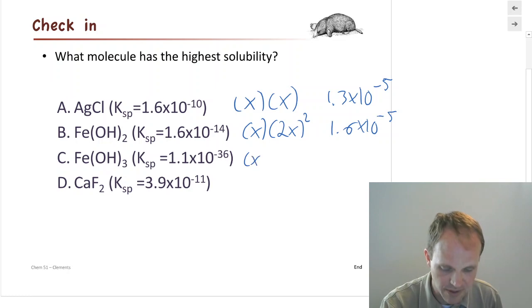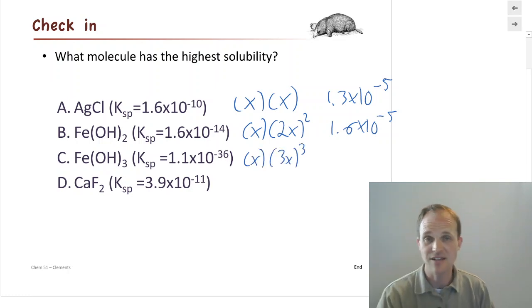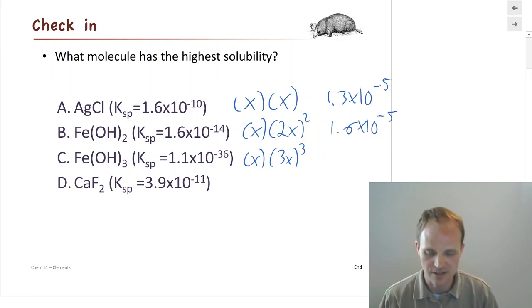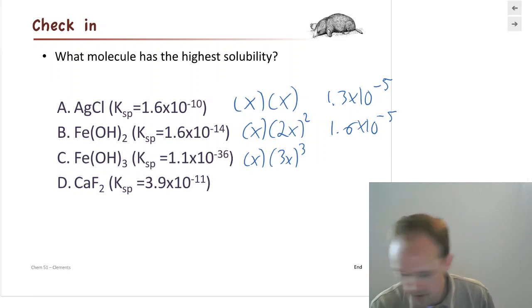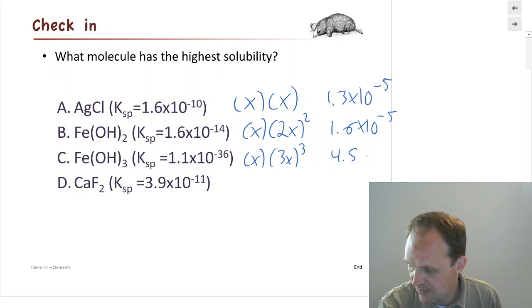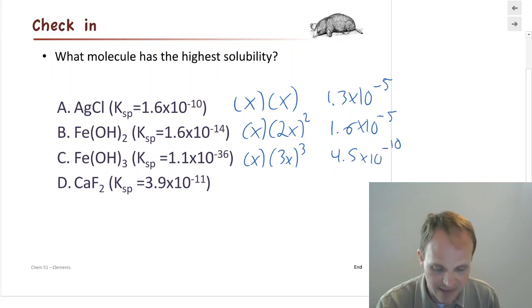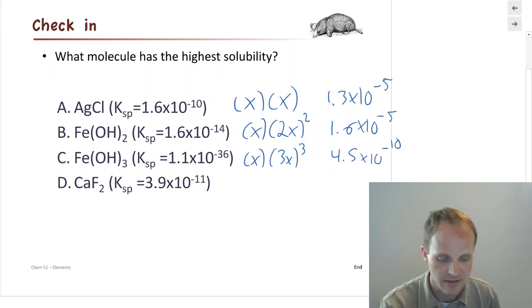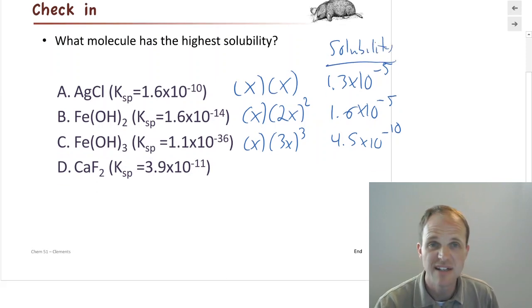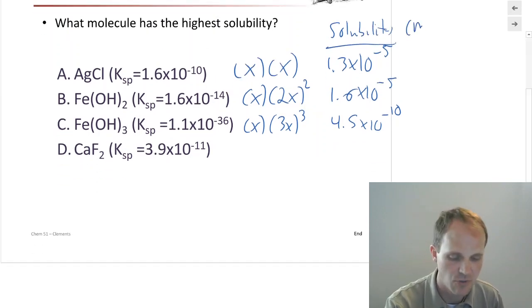Fe(OH)3 is going to break apart into x and 3x cubed, right? So we actually have an x to the 4th here. We're going to have to take the 4th root in order to solve that one. When you take the 4th root of that, you get 4.5 times 10 to the minus 10th as your solubility. This should all be in molars.